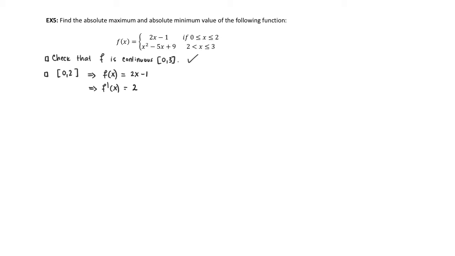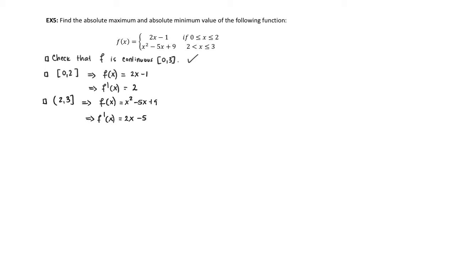All right, now let's go on to the other piece. That is going to go from 2 to 3. So actually, what I should do here is to put open because 2 is technically not included in the second piece. So from 2 to 3. So in this case, we know that the function f of x is equal to x squared minus 5x plus 9. Differentiating this function, that will give us 2x minus 5.